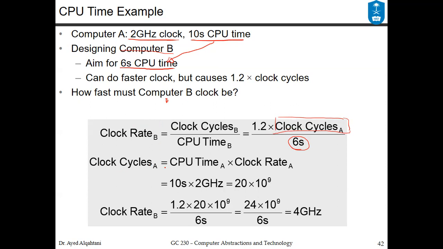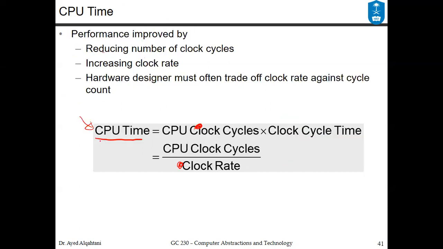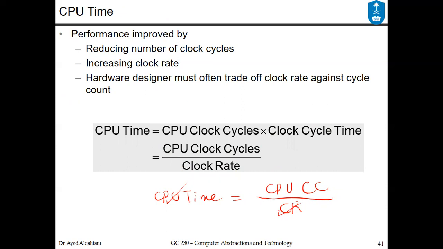The clock cycles of A, based on the equation that we've seen in the previous slide, is the CPU time of A times the clock rate of A. Now, I should mention here that we know that the CPU time is equal to the CPU clock cycles divided by the clock rate. Now, if the CPU time is known and the clock rate is known, you can find the CPU clock cycles. If you know the CPU clock cycles and the CPU time, then you can find the clock rate and so on.